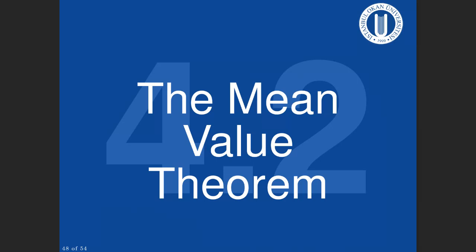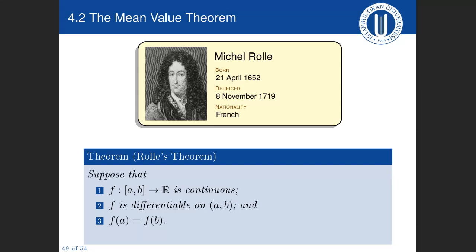Our final section for today's class is the mean value theorem. But before we can talk about that, we need to talk about another theorem called Rolle's theorem. Let's suppose that we have a continuous function which is defined on a closed interval from a to b. Let's suppose that our function is differentiable on the open interval from a to b, and let's suppose that f of a is equal to f of b.